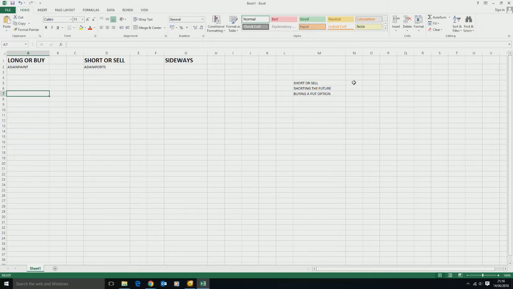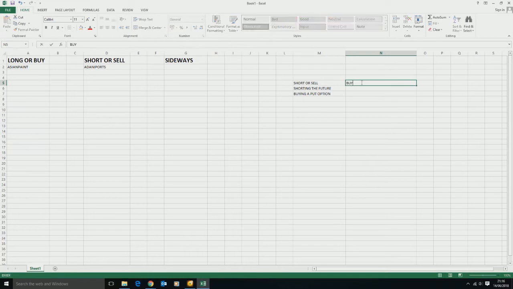And to buy or go long, आप क्या कर सकते हैं? What you can do? You can buy a future. You can buy a call option, and you can also buy the stock of that particular company, because all of them have the same effect.